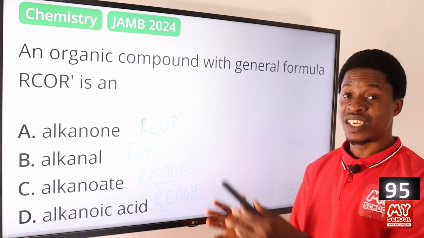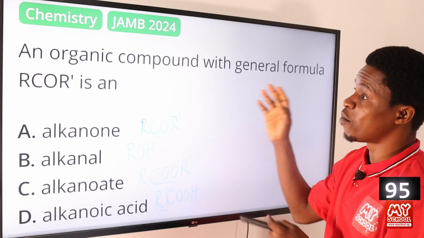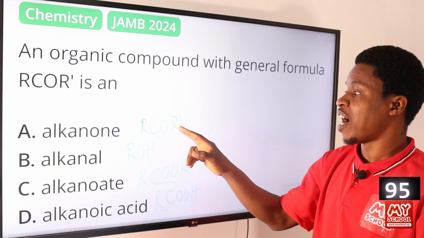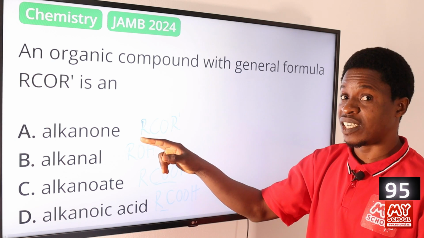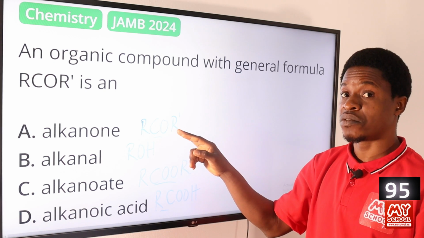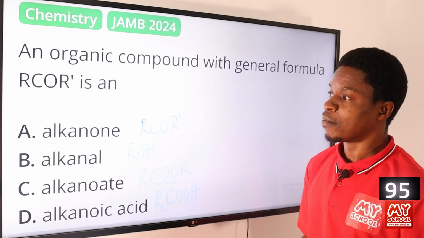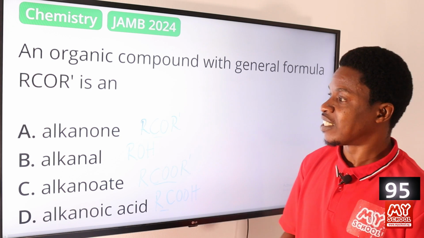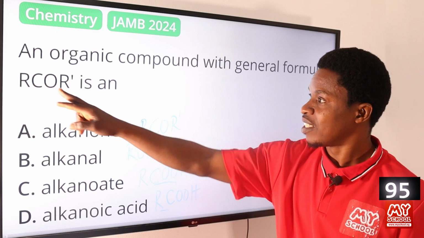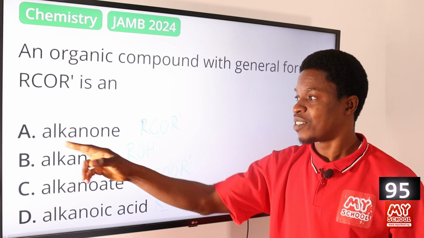So I think this explains and can tell us what the right answer is. For an organic compound with general formula RCOR prime, the R can be a methyl group, let's say CH3, and R prime can be CH2CH2CH2CH3, and so on and so forth. It can vary, and it could even be the same thing. The correct answer here is the one matching this: your ketones, so it's the alkanone.